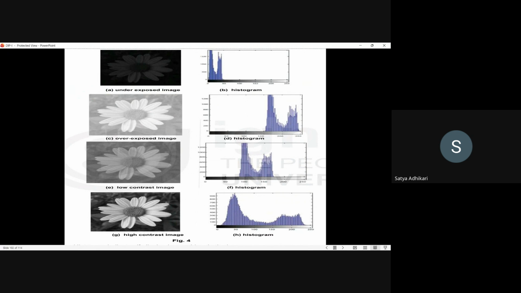So from this histogram, we get an idea that our image is underexposed because the histogram is on the left side of the graph, and it is below the value 50. Here is 50, and all the values are on the left side of 50. So all the values are less than 50, and it is an underexposed image.